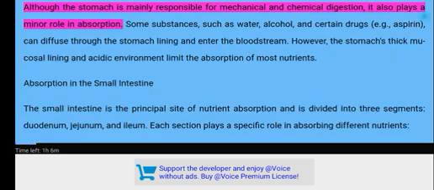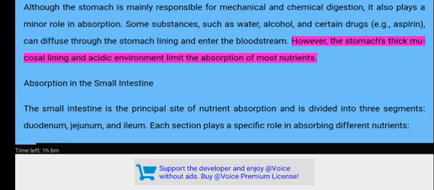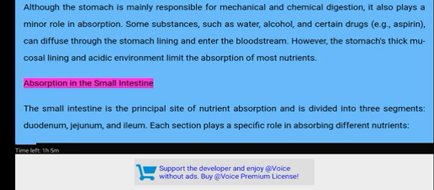Absorption in the stomach. Although the stomach is mainly responsible for mechanical and chemical digestion, it also plays a minor role in absorption. Some substances, such as water, alcohol, and certain drugs, e.g., aspirin, can diffuse through the stomach lining and enter the bloodstream. However, the stomach's thick mucosal lining and acidic environment limit the absorption of most nutrients. Absorption in the small intestine.